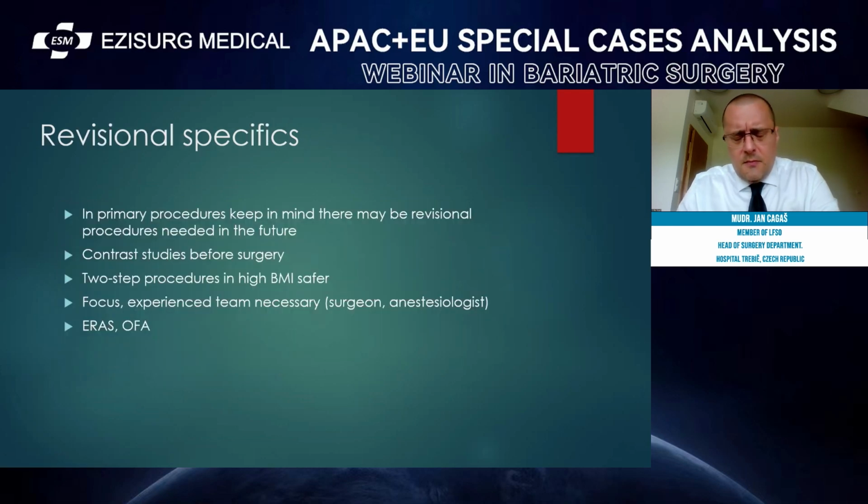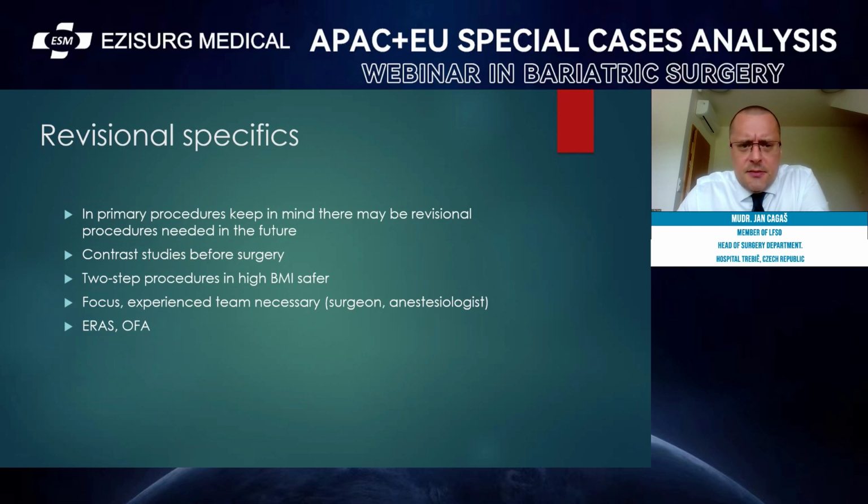So if you keep that in mind, we need to think that even if we do the primary procedure, we need to be ready to do some conversion later and be focused on getting a better operation field in the future if we do the revisional surgery. In revisional surgeries, we also always do contrast studies to know the shape of the stomach and so on.